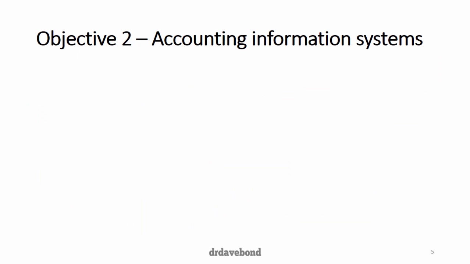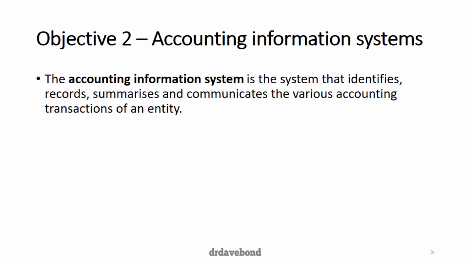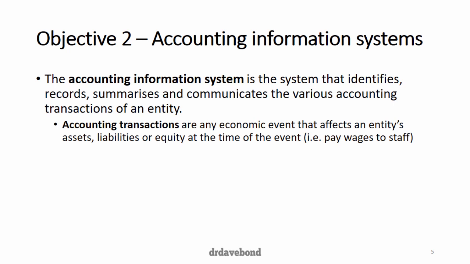Which I suppose in a nice way leads us to the second objective around accounting information systems. An accounting information system is a system that identifies, records, summarizes, and communicates the various accounting transactions of an entity. Now, these are economic events which affect an entity's assets, liabilities, or equity at the time of an event.